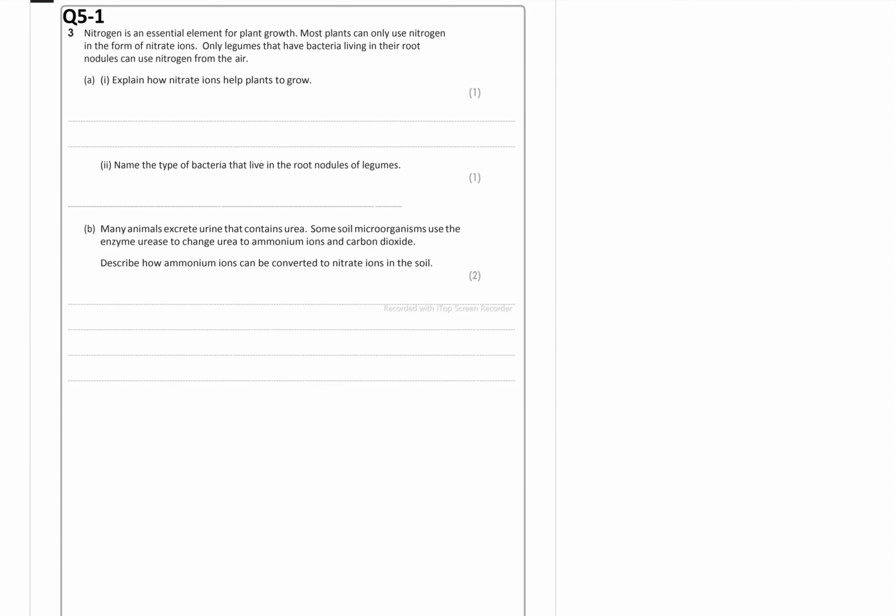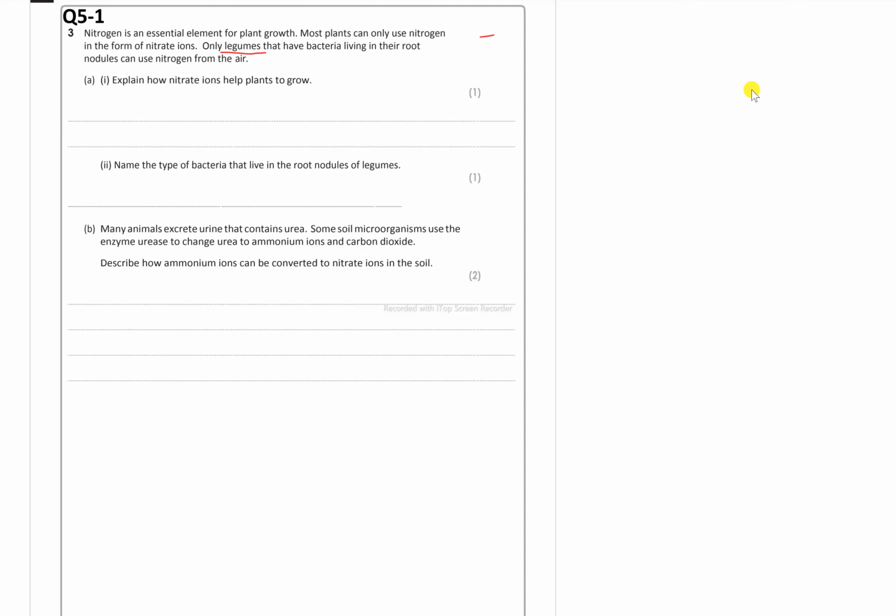Nitrogen is an essential element for plant growth. Most plants can only use nitrogen in the form of nitrate ions. Only legumes that have bacteria living in their root nodules can use nitrogen from the air. Explain how nitrate ions help plants grow.